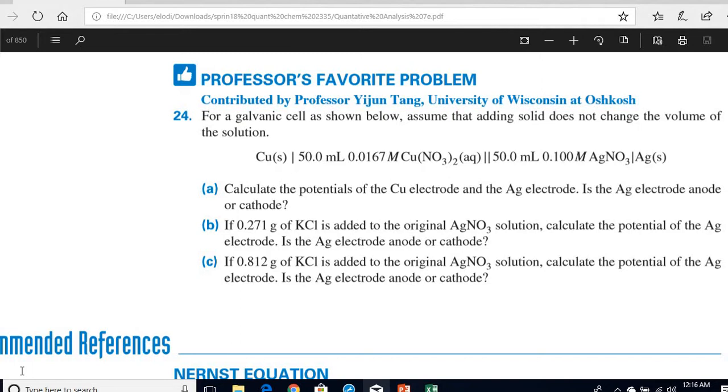The problem says, for a galvanic cell as shown below, assume that adding solid does not change the volume of the solution. A. Calculate the potential of the copper electrode and the silver electrode. Is the silver electrode the anode or cathode?